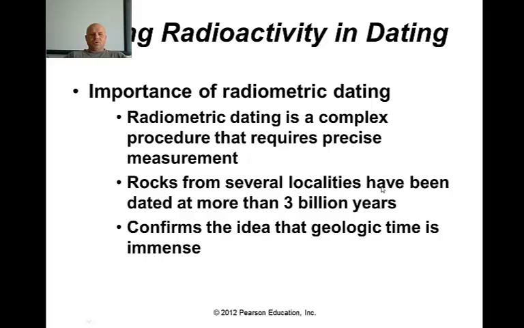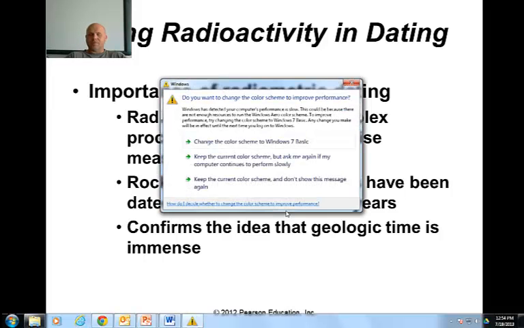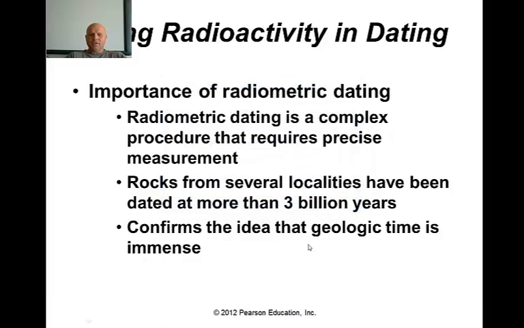Rocks from several localities have been dated at more than 3 billion years. We know that lots of rocks throughout the earth have been found. The Grand Canyon is one of them, and some of those rocks towards the bottom are almost 3 billion years old. So this gives us a very good determination of how old the earth is. If those rocks were formed early on in the beginning of the earth, then the earth is roughly about 3 billion years old. And it confirms the idea that geological time is immense. So this helps us understand that the Earth is hugely old, far older than we can even imagine, far older than man has ever been around.